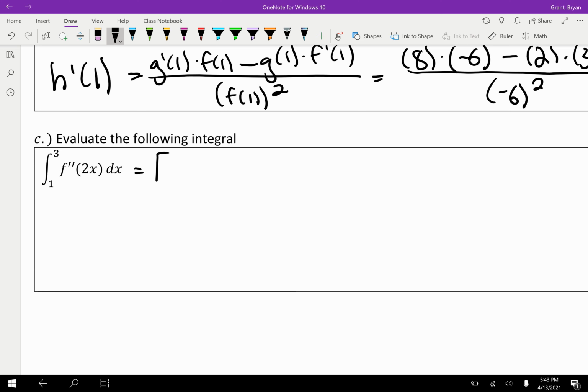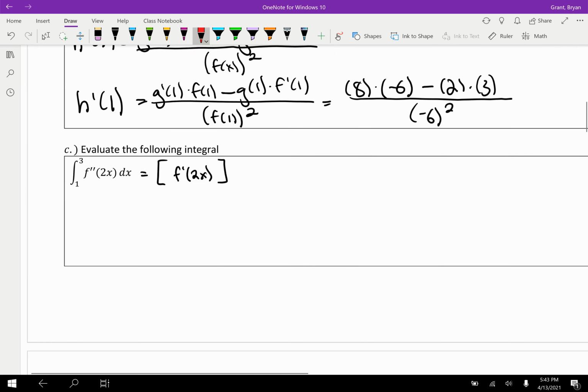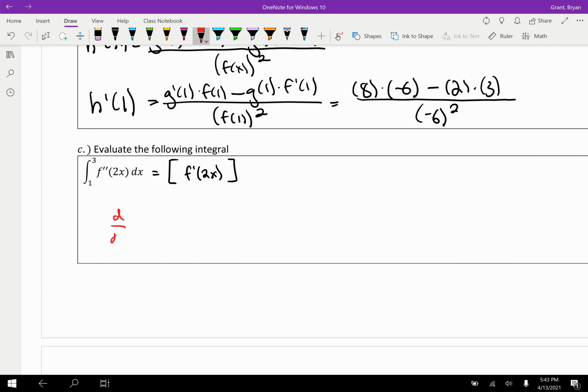Shouldn't be too awful. Fundamental theorem, we do the antiderivative of f double prime, that's f prime. And then let's just think for a second that the antiderivative is f prime of 2x. I'm going to do a quick check over here. Maybe that's right, maybe it's not. So I'm just going to do d/dx of f prime of 2x. Well, it becomes f double prime of 2x. Oh, don't forget the chain rule, times an extra 2. And I don't see an extra 2 in the original problem, so something must have canceled that out. That's going to be a 1/2.